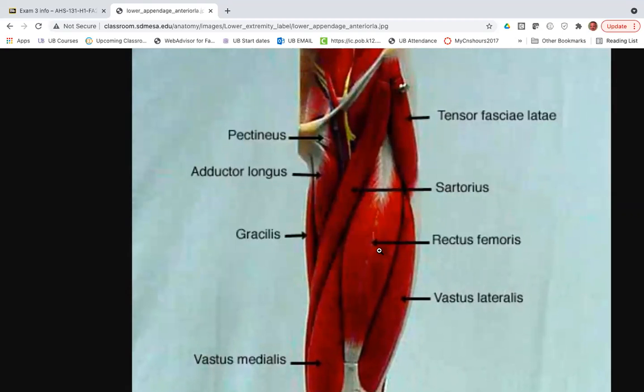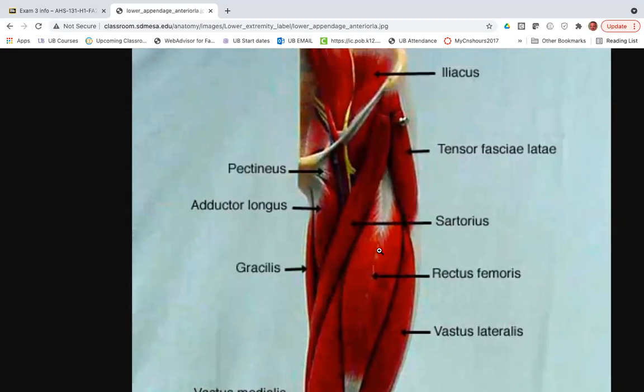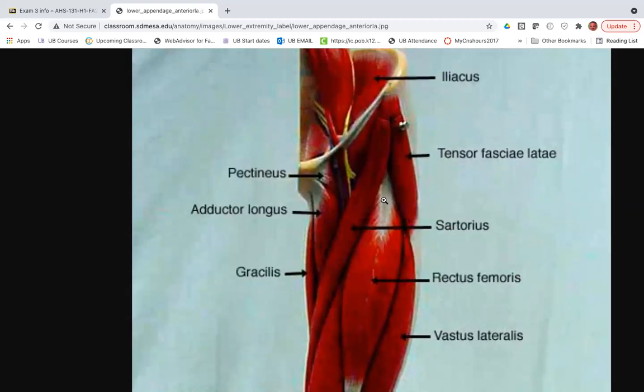Now the rectus femoris has an origin on the, not the anterior superior iliac spine, but the rectus femoris originates on the anterior inferior iliac spine.